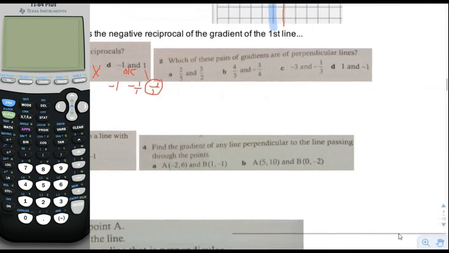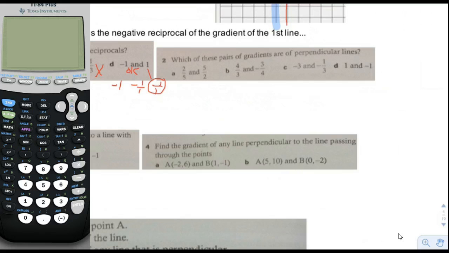Moving on. Which of these pairs of gradients are of perpendicular lines? They're asking the same thing in a different way, because remember, gradients of perpendicular lines are negative reciprocals. So are 2/5 and 5/2 negative reciprocals of each other? Well, they're reciprocals, but they're not negative. What about these two? Negative reciprocals? Yes. What about these two? Negative reciprocals? Yeah, because -3/1, -1/3, it's okay. 1 and -1, also okay.